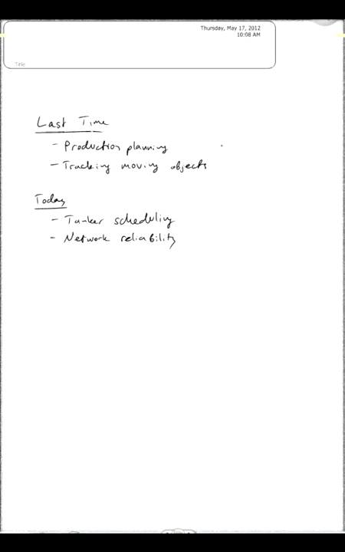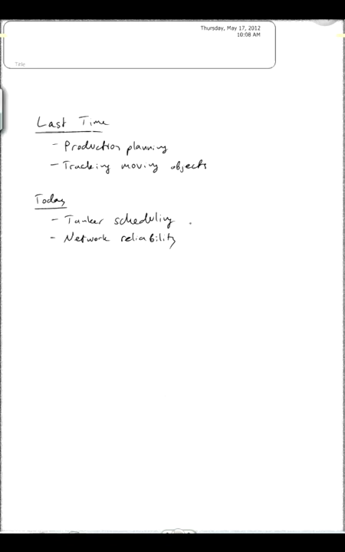Last time in class we discussed a couple of examples of min-cost flow. So we looked at how to use min-cost flow to solve a production planning problem for a large manufacturer. And then we talked about an application of tracking moving objects that appear in consecutive frames of a camera.